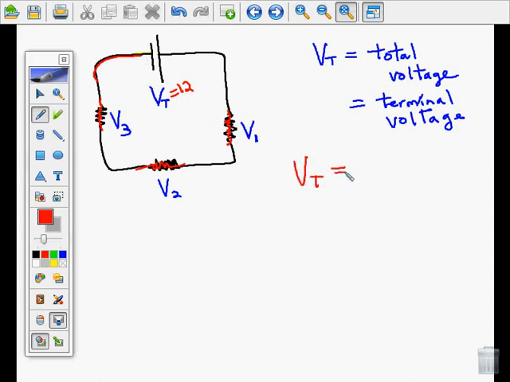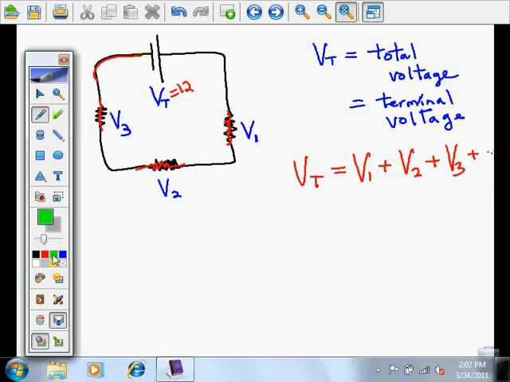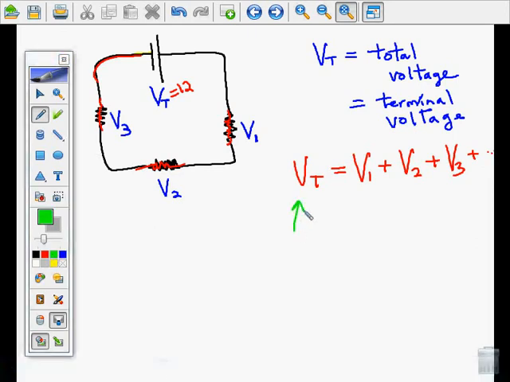VT equals V1 plus V2 plus V3. And I could say plus dot dot dot, because if there were more in series, I would just keep on adding up all the little guys. This over here is called the voltage source. It's like the source of energy per charge. And these guys over here are called the voltage drops.